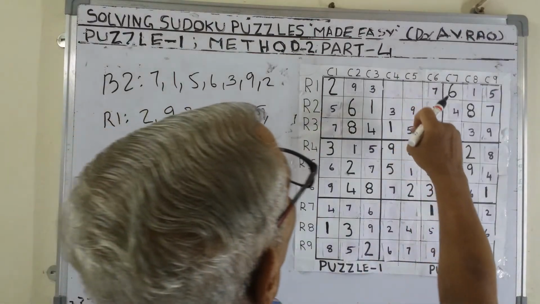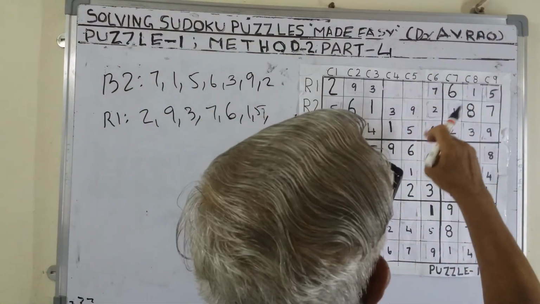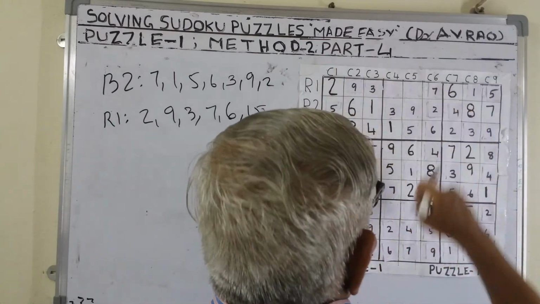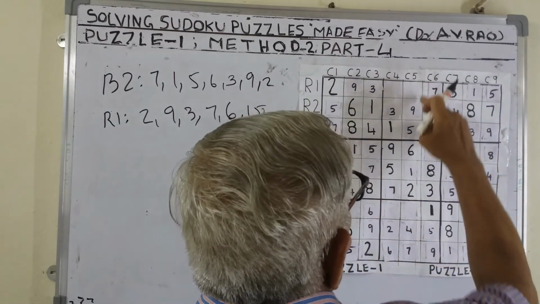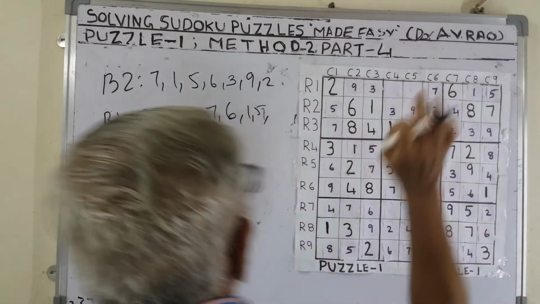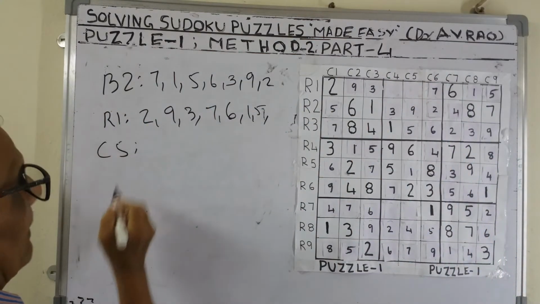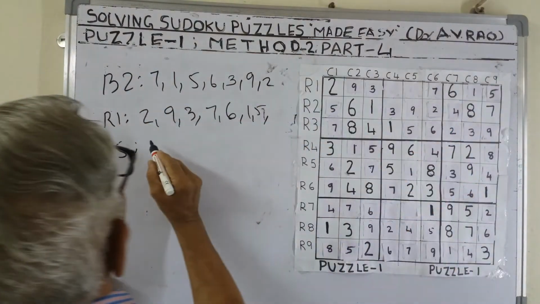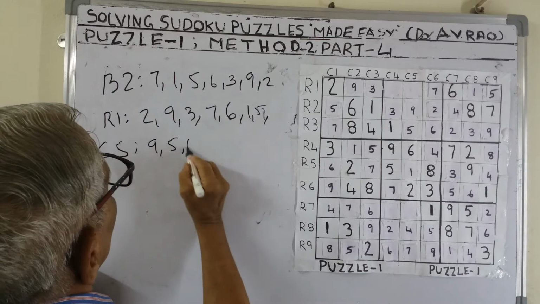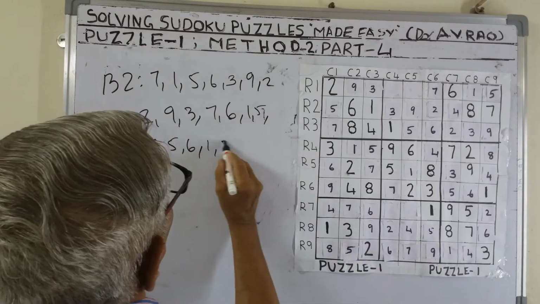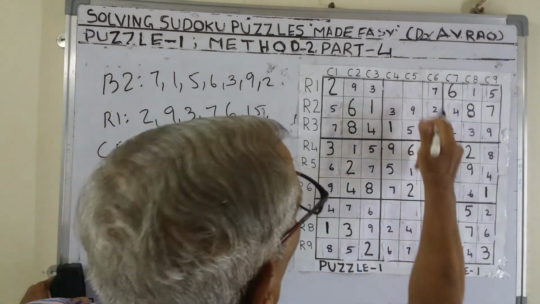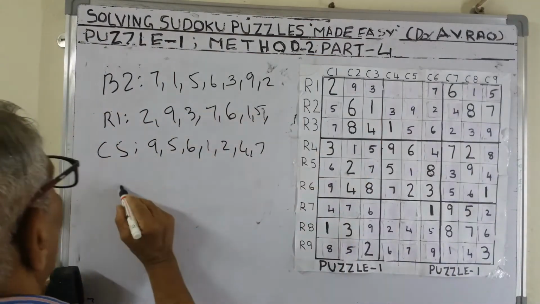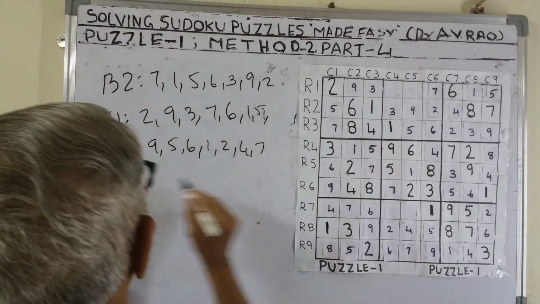Now let us take C5, because many cells are filled up, so let us take C5. What are the numbers? 9, 5, 6, 1, 2, 4 and 7. So we have to fill up R1, C5.